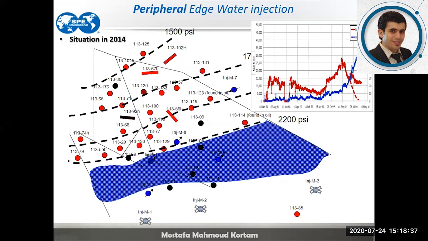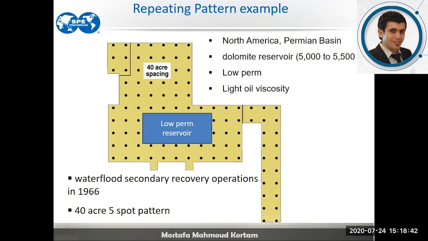Another example of repeating a pattern is a case in North America, a dolomite reservoir with low permeability and light oil viscosity. This reservoir has a waterflood as a secondary recovery mechanism, and it was started in 1966. It is a five-spot pattern that has a 40-acre spacing.